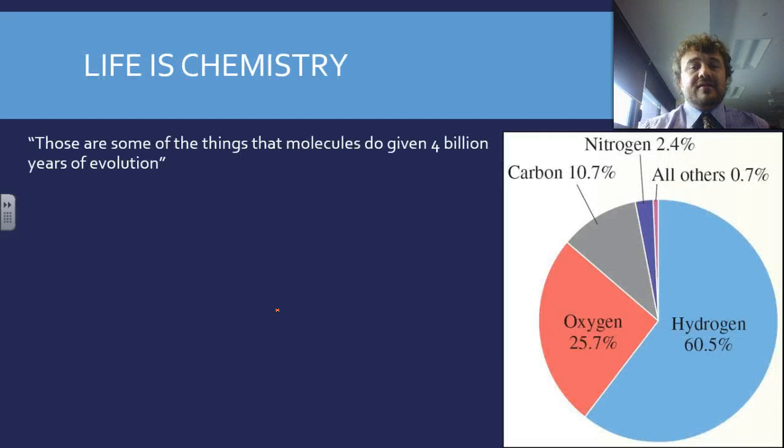Okay, so you are essentially what happens to molecules after about 4 billion years of evolution. You're one of the things they become. And this is the chemistry of you. This is the chemical makeup of you. You're 60% hydrogen, 26% oxygen, 10-ish, 11% carbon, 2.5% nitrogen, and everything else is a mix that makes that up. And that's cool. That's who you are.